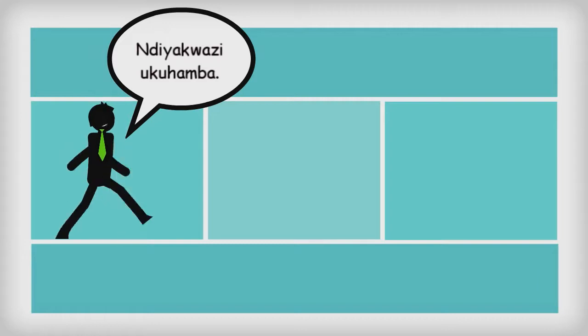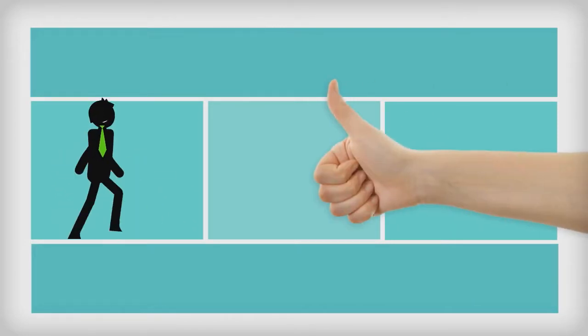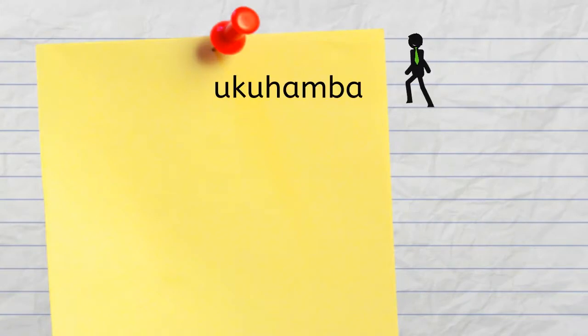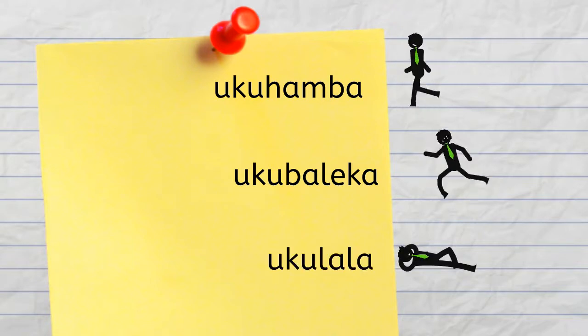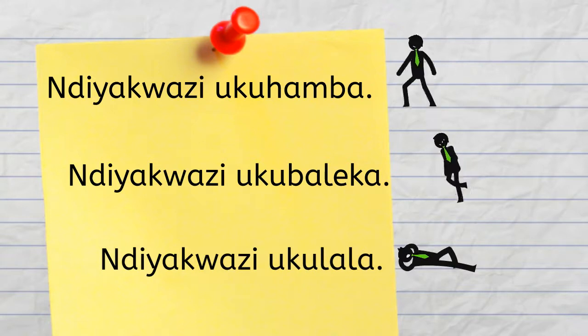Molweni bantwana. What are we learning today? Ndiyakwazi ukuhamba. Oh, we're going to learn how to say I can do something in isiXhosa. Are you ready, kids? Yeah! It's very easy. You just take the verbs like ukuhamba, ukubaleka, ukulala, and add Ndiyakwazi in front of them.